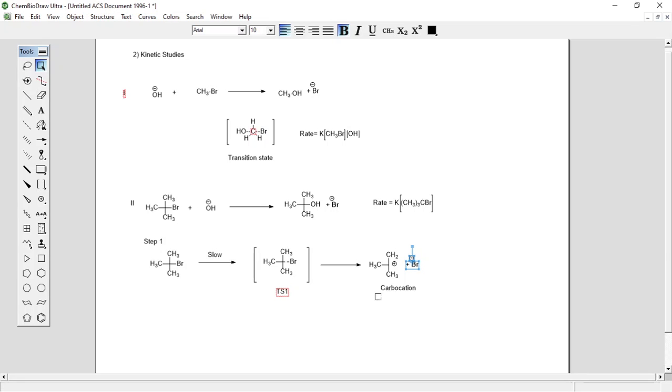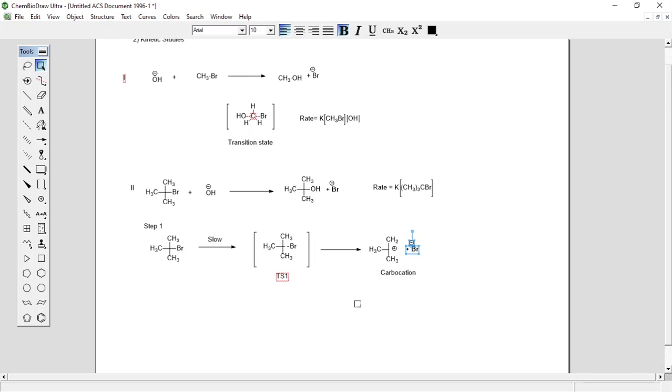Now this is your first step, breaking of the C-Br bond, and this is a slow step. The C-Br bond breaks heterolytically. It will give you the formation of the carbocation and this Br minus.